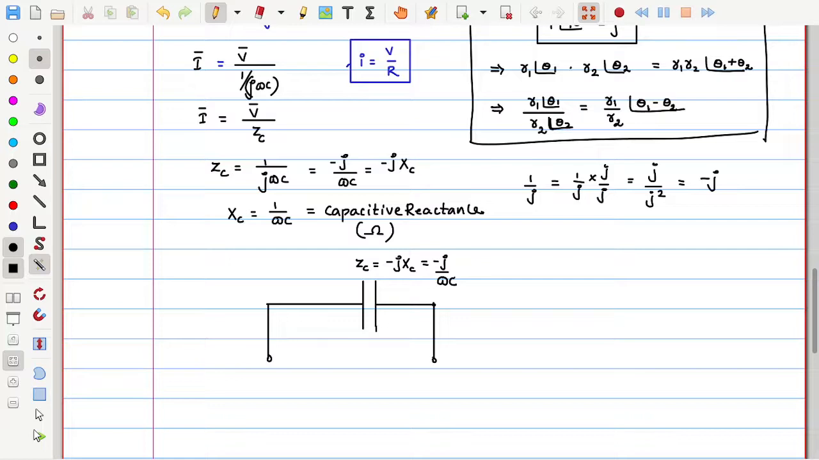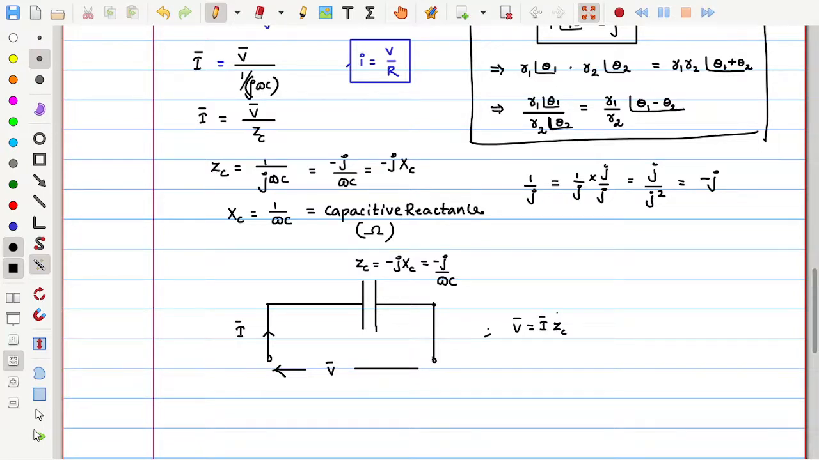Capacitive reactance. Wherever you see the X symbol, that represents reactance. If the suffix is C, it is capacitive reactance. If the suffix is L, it is inductive reactance. If this is the capacitive impedance, and if the voltage across the capacitor is V and the current through the capacitor is I, then we can simply write V is equal to I into Z.